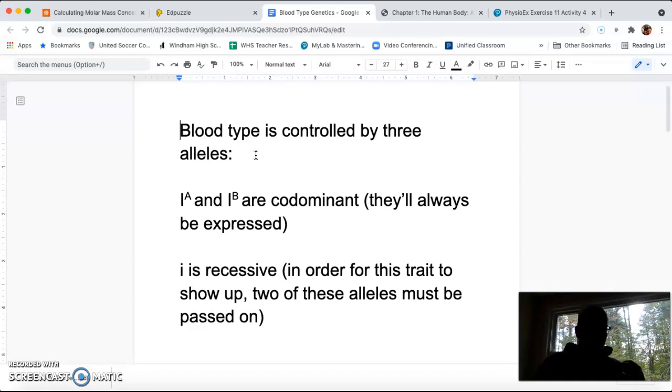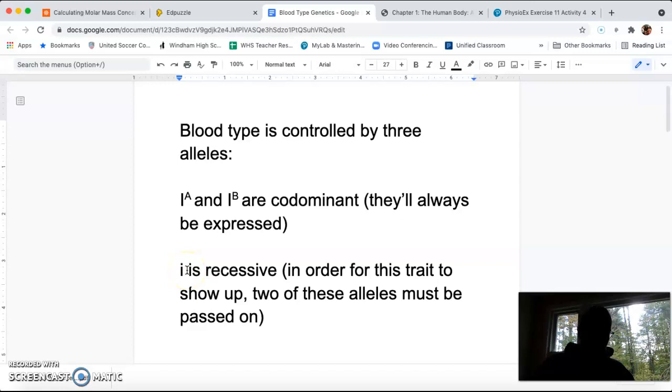In this case, we have IA and IB, and you'll notice that those are capital I's to denote those are dominant traits. If you get the IA allele, you will get the A antigen on your red blood cells. If you get the IB allele, you will get the B antigen on your red blood cells. And these two are co-dominant, which means that if they show up together, if you get both different dominant alleles, you will get both dominant traits. Now, little i here shows a recessive trait.